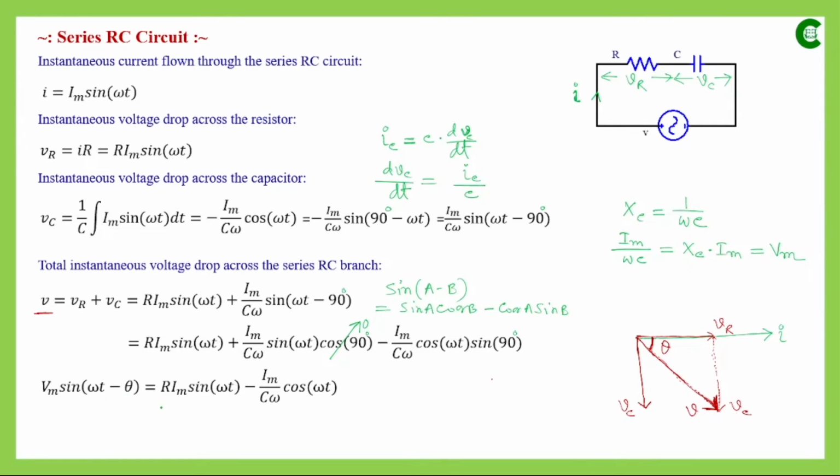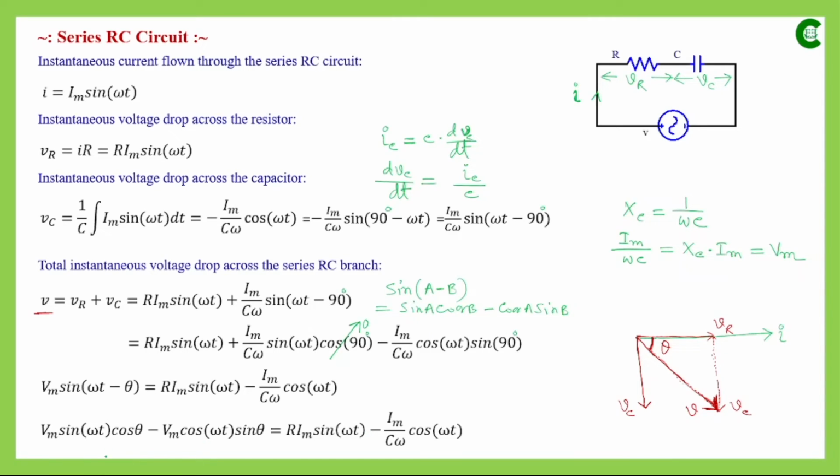The expression of that instantaneous voltage will be this. Now if we expand this sinusoidal term, it will follow the formula sin(A minus B). So on the left side of this equation we will have Vm, which is a constant term here, then sin omega t cos theta minus Vm cos omega t sin theta, and on the right side the terms that we had will remain the same.